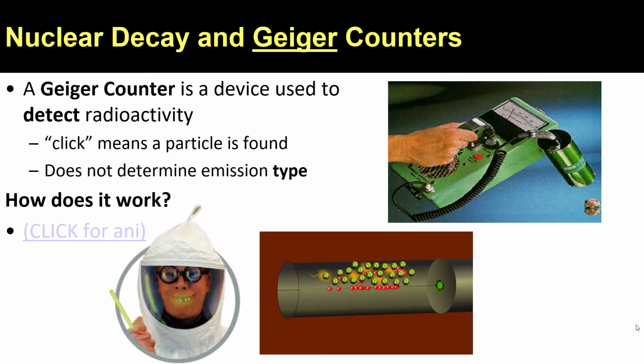Okay, so summing up that last video, a Geiger counter is indeed a device that is used to detect radioactivity. And as you saw in the video, each click means that a particle is found. Now, one of the limitations of the Geiger counter is that it will never tell you the type of emission you have, just that an emission has occurred. So for us, we have to understand how the internal structure of the Geiger counter can detect radiation. So to do that, I'm going to click on an animation.